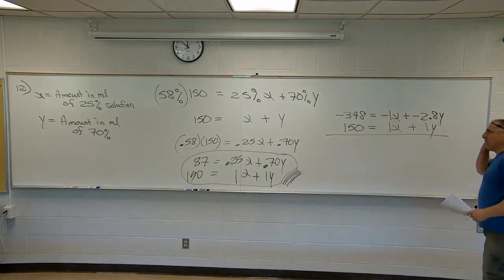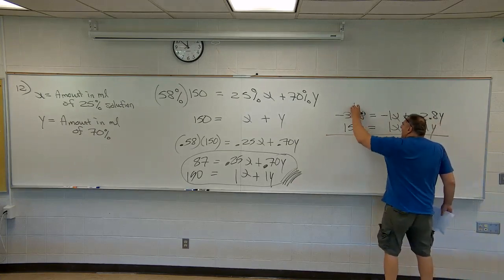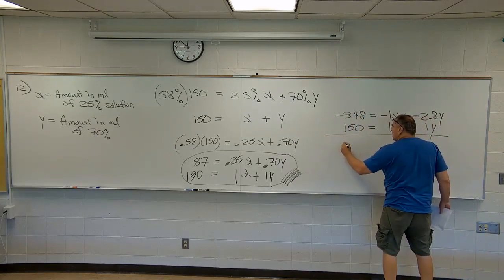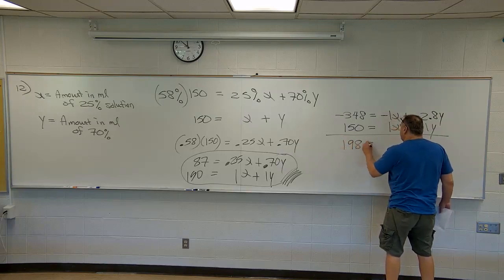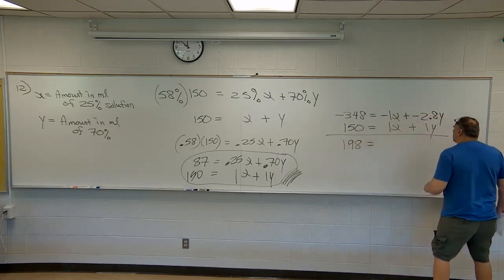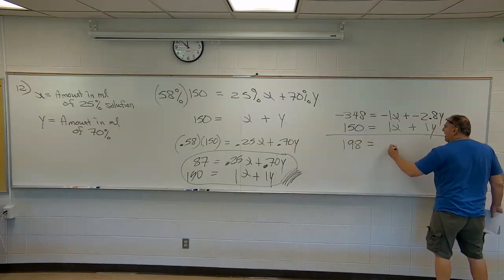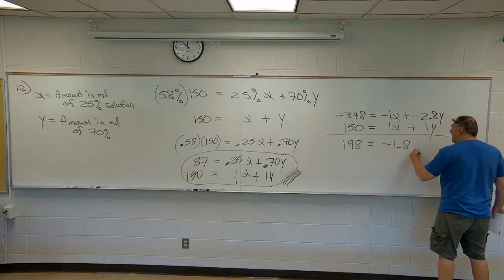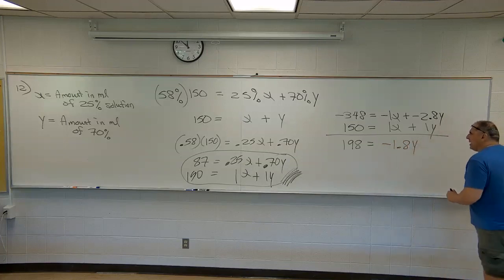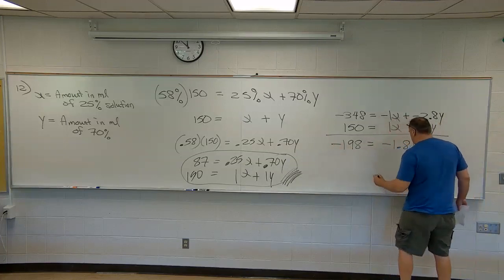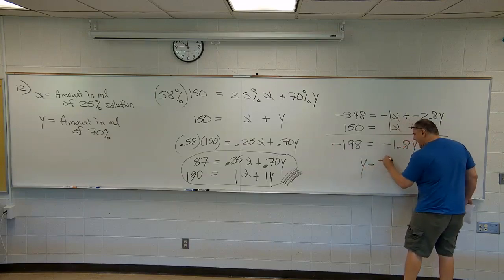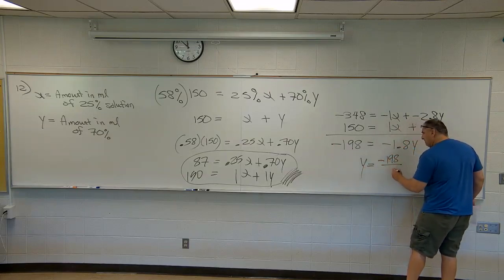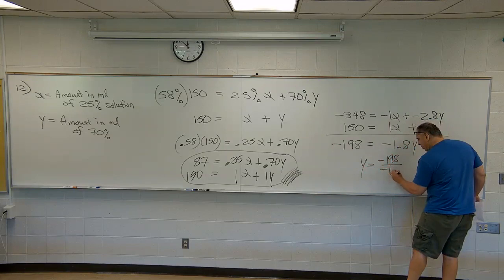Let me add them. Add these two. I get that's 0. I constructed it to be 0. Add right here, I got -1.8 times y. This is negative that. Y equals -198 divided by -1.8.